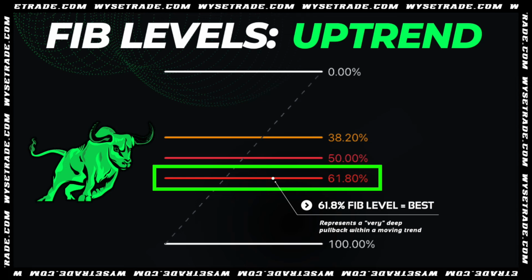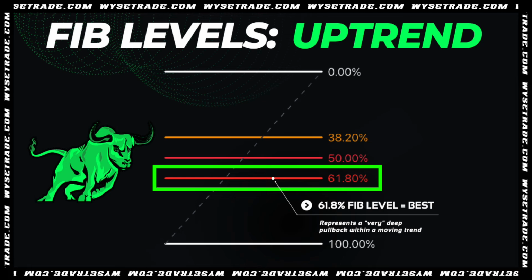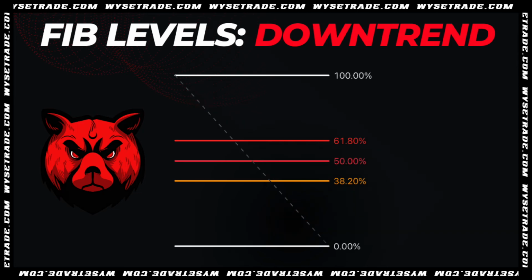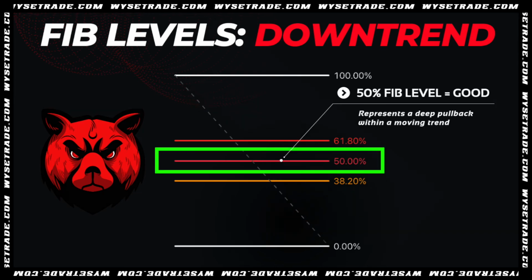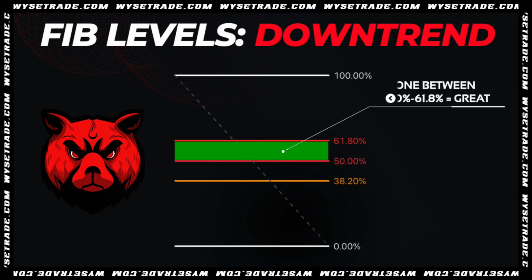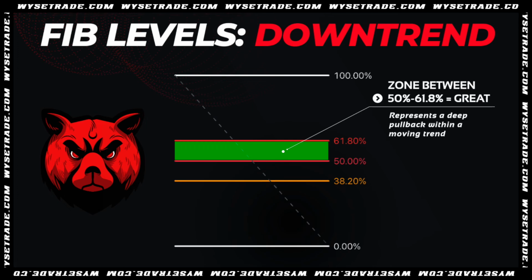Now, the significance of the 50% and 61.8% Fibonacci levels is akin to spotting the main act at a concert. These levels represent deep pullbacks in trends and indicate strong support and resistance zones. Essentially, if you're a trader, these levels are like your trusty map in the wild world of stock trading. You definitely want to keep an eye on them.